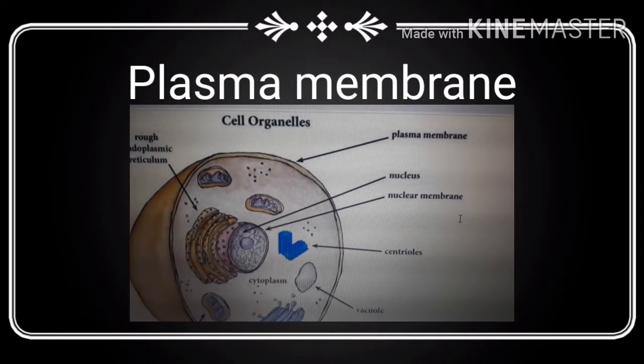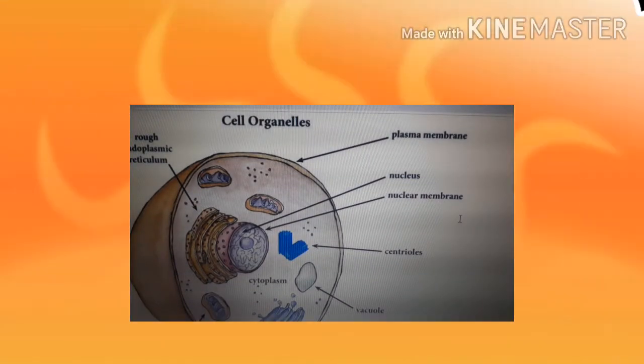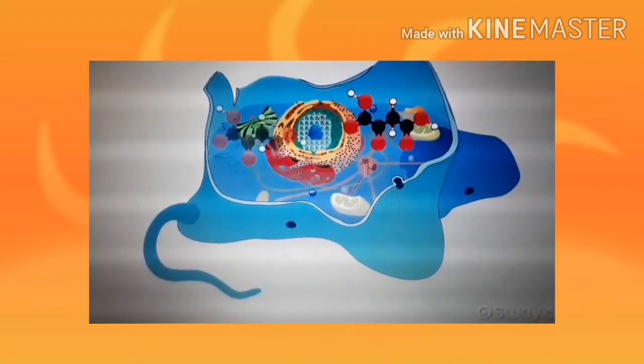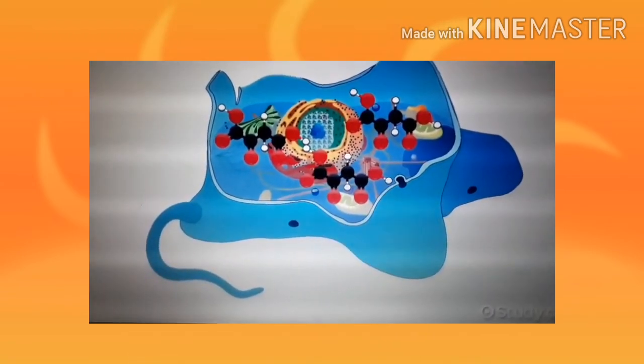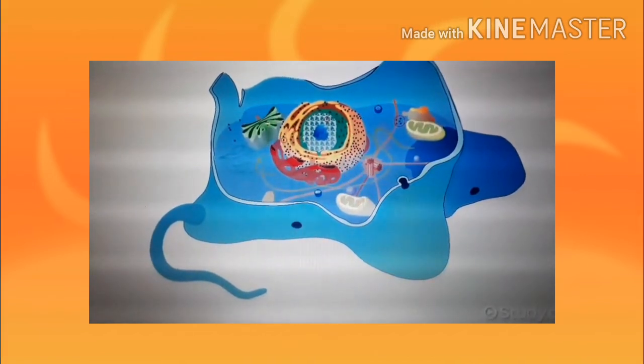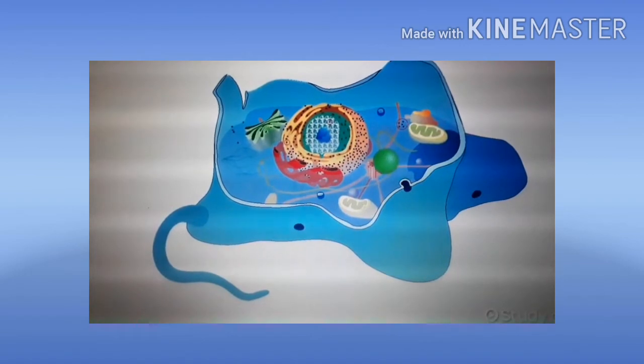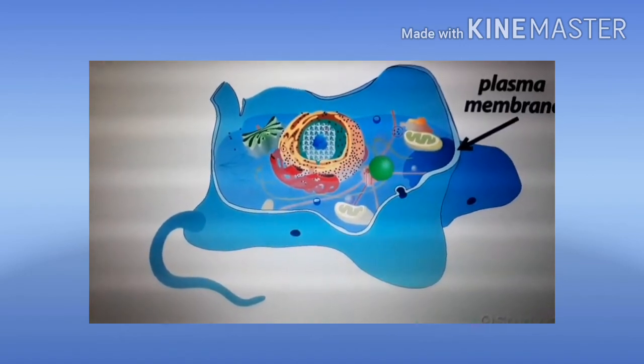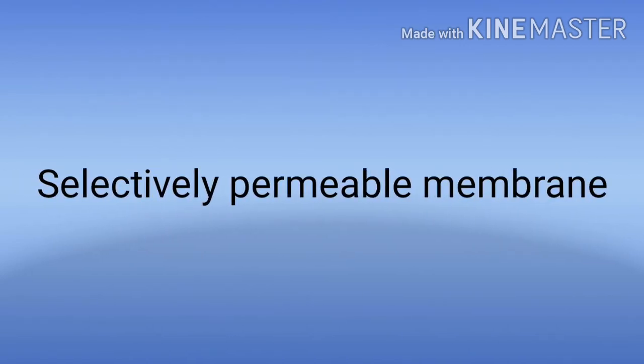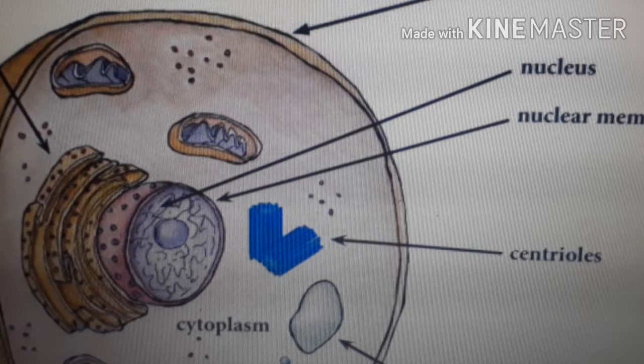Now let us discuss the plasma membrane. This is the outermost covering of the cell that separates the content of the cell from its external environment. The plasma membrane permits the entry and exit of some materials in and out of the cell. It also prevents movement of some other materials. Therefore, the plasma membrane or cell membrane is called a selectively permeable membrane.